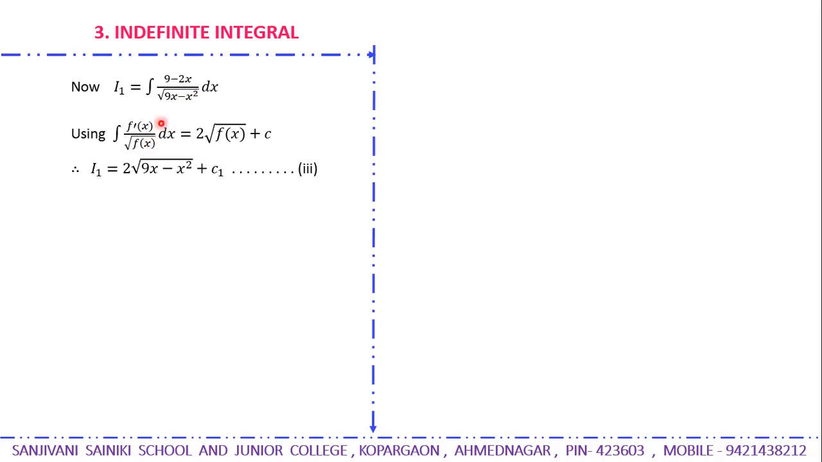It is in the form of f dash of x upon root f of x, so its integral is 2 root f of x plus c. So I1 is equal to 2 root 9x minus x square plus c1.